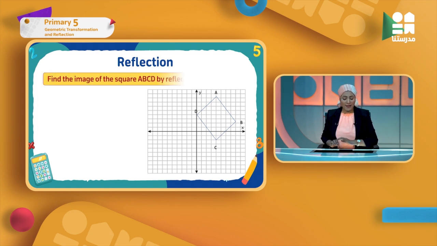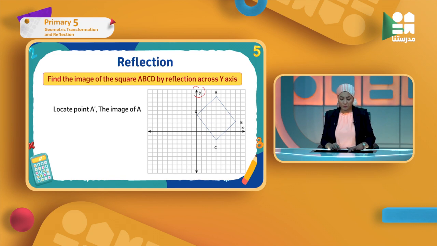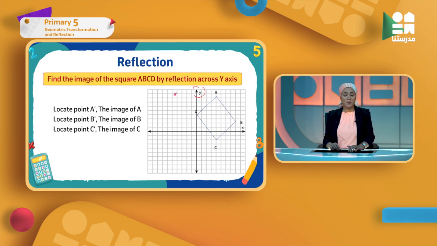If I want to reflect this square ABCD around the y-axis, y-axis اللي هو the vertical axis, okay, and the other one is the x-axis. Okay, so around the y-axis. هبدأ أنقل كل point زي ما هي. So point A will be A, locate point A dash, which is the image of A, point B dash, which is the image of B, and C dash, which is the image of C.